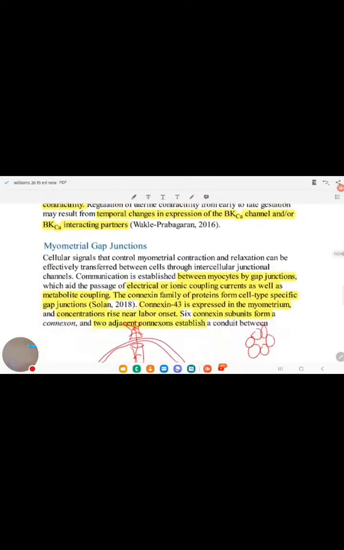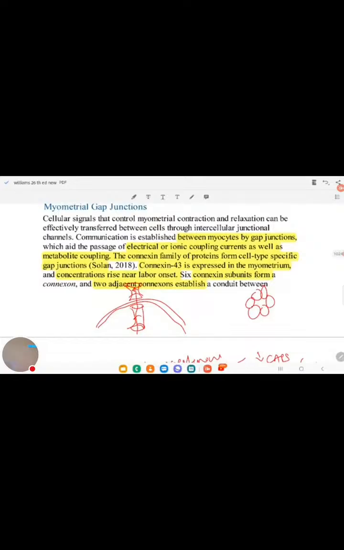Okay, these are the myometrial gap junctions. This is the communication establishment, the myometrial gap junction.